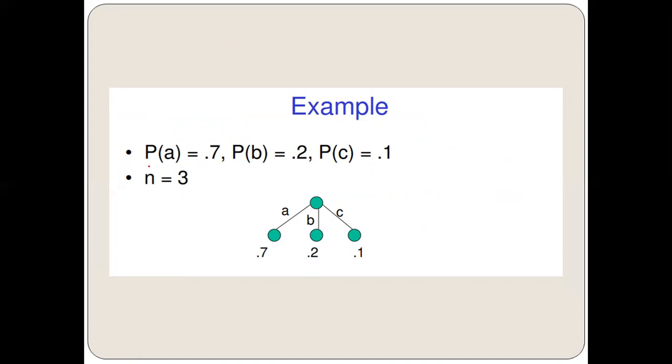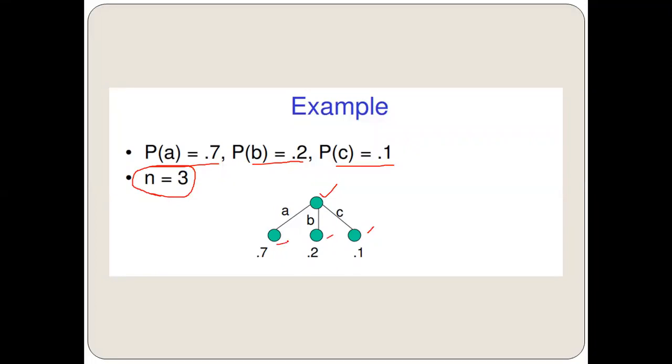In the example, we have been given PA, the probability, equal to 0.7, PB the probability is 0.2, and PC the probability is 0.1. And the number of bits for the codes, I have to generate the 3-bit code. So I've generated a tree. In this, there is a root node, and I have the 3 symbols: A with probability 0.7, B probability 0.2, and C probability 0.1.